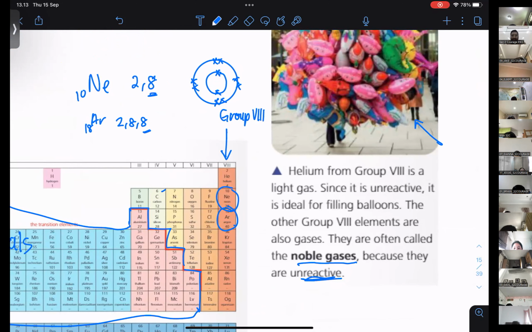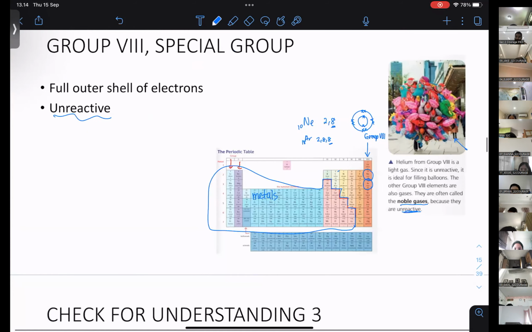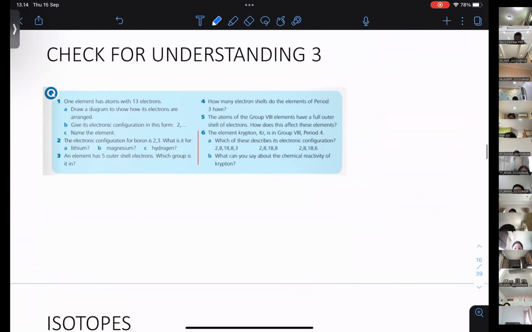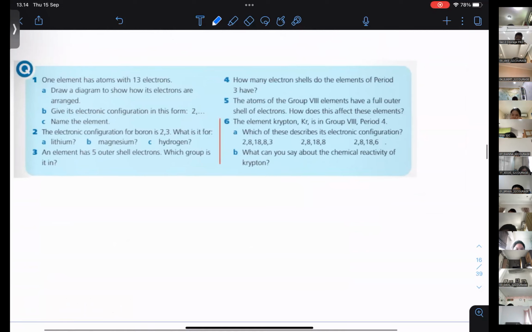So until here, any questions, guys? Jesse, all okay? Okay, let's actually continue. Now let's randomly pick up some questions here. So maybe this one and this one.